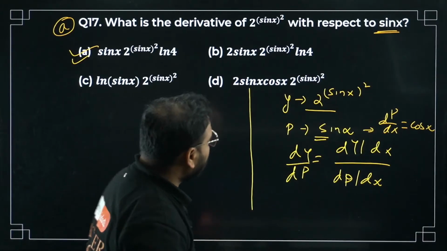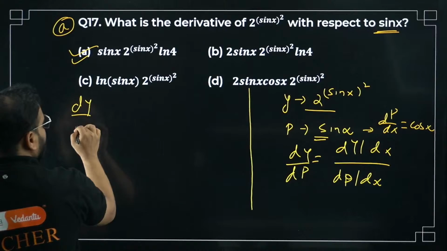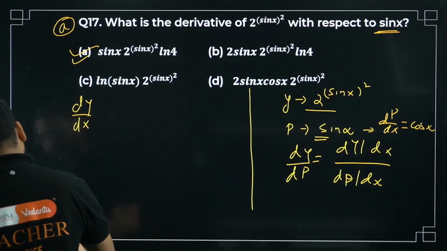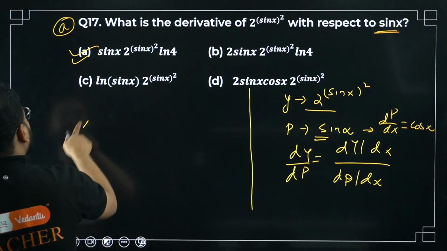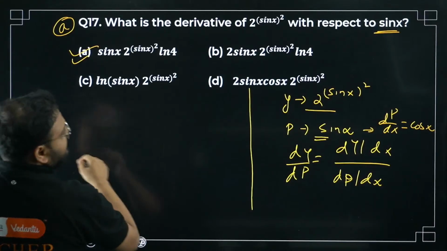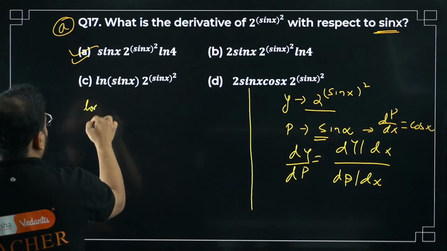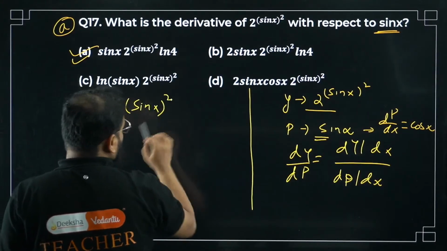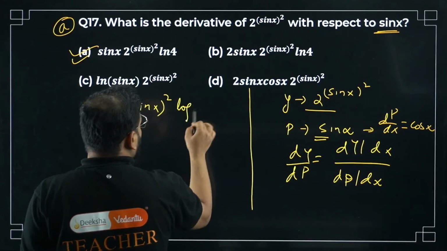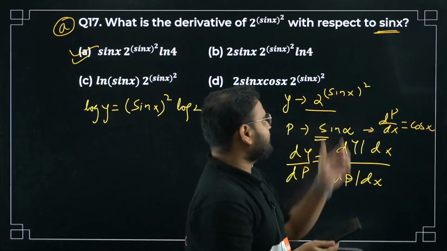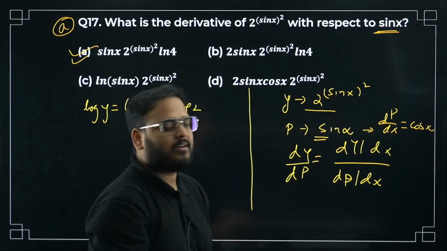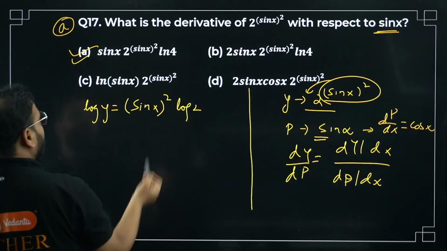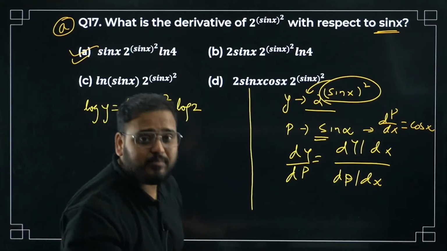Okay, let me try this. Before that it will not be over. Power is there, so take log. So we'll have log y equals sin x to the power square, of course the power 2, times log 2. If you take log, this whole power will come as the coefficient. Log 2 is a constant, so our life is simpler now.